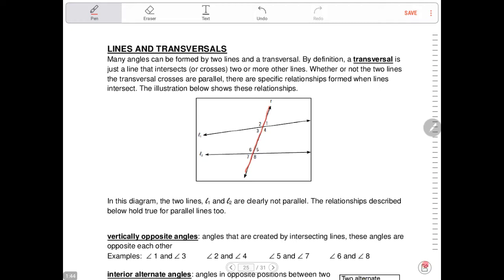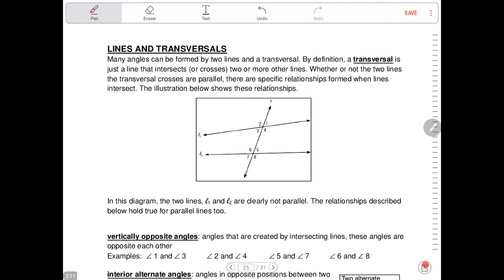Now, when that happens, we get a whole bunch of special relationships or types of angles formed. And basically what I'm saying to you here is you're going to find very quickly that if you look at all these numbers, you have angle 1, angle 2, angle 3, angle 4. Well, the fact is, because we have two lines and a transversal, there's going to be relationships between these numbers. So let me get rid of that little bit of red drawing there, and let's move on.